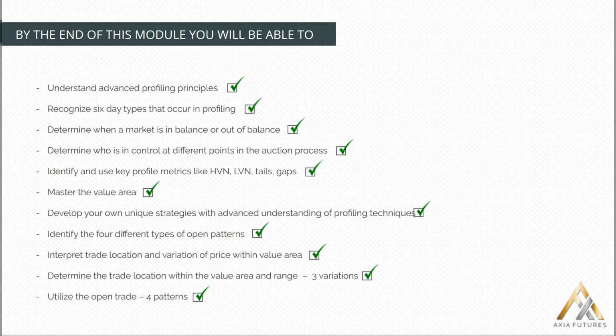Identify the 4 different types of open patterns. Interpret trade location and variation of price within the value area. Trade location within the value area and range, including 3 different variations. And lastly, the open trade and the 4 types of patterns that occur within the open area and range, and the 3 types of variations.